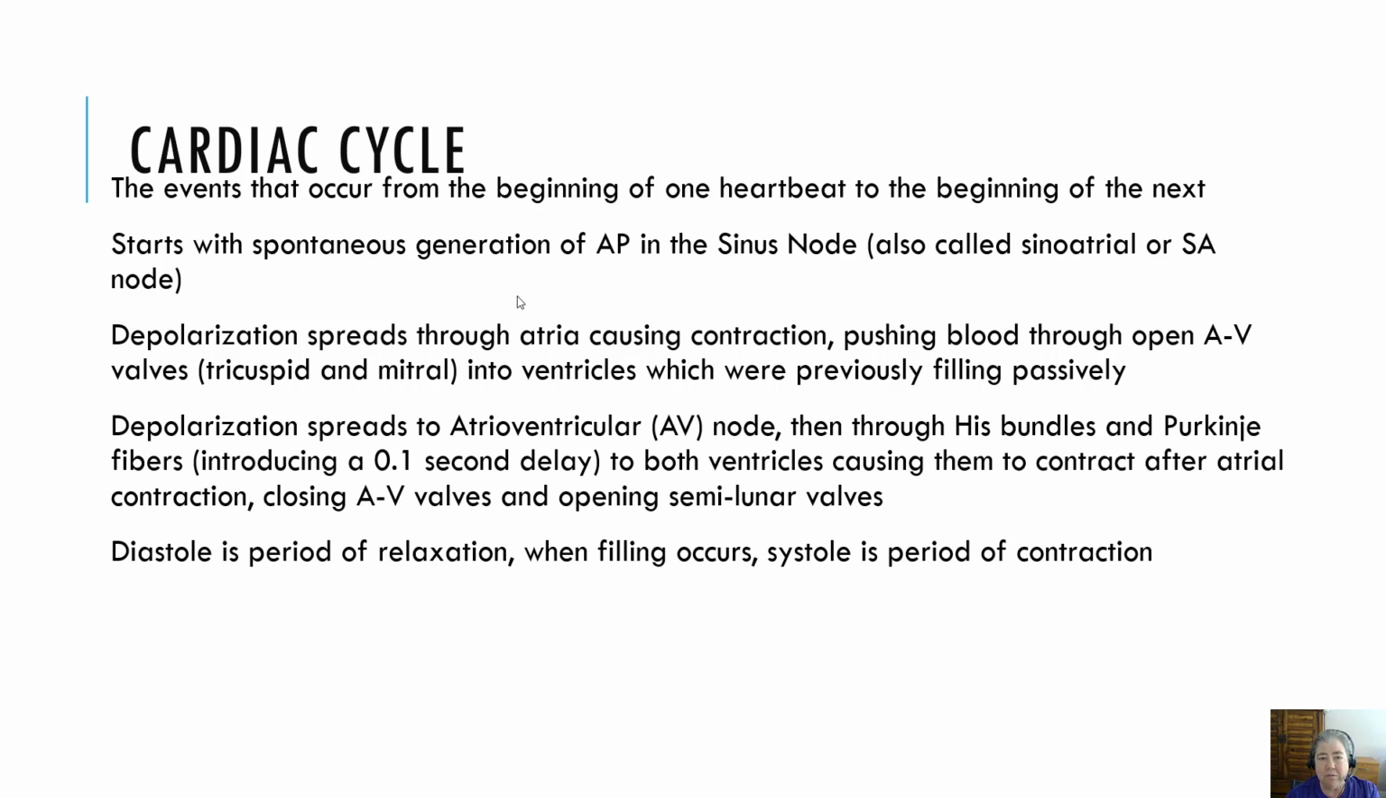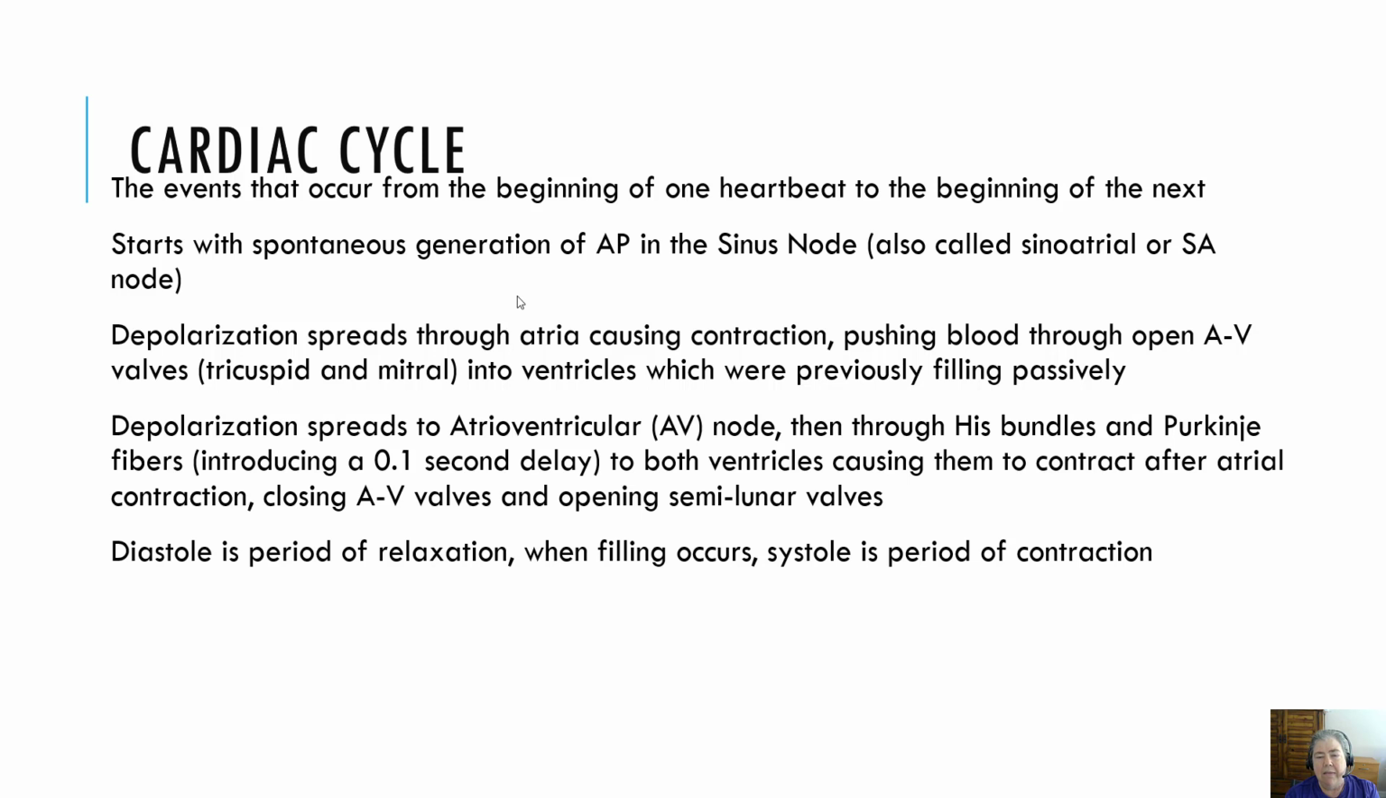Okay, so that action potential causes depolarization to spread through the atria, and then as those myocytes depolarize, they contract. That pushes a little bit of extra blood through the open tricuspid and mitral valves into the ventricles. Before that, those valves were open, but there was just passive filling. Blood was flowing in from the vena cava through the tricuspid valve into the right ventricle without anything pushing it. But once the atrium depolarizes and the atria contracts, it's pushing a little harder.